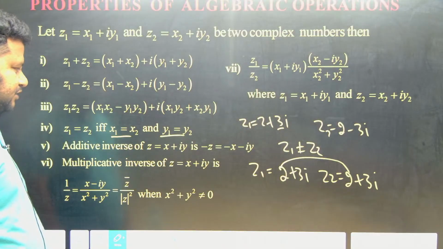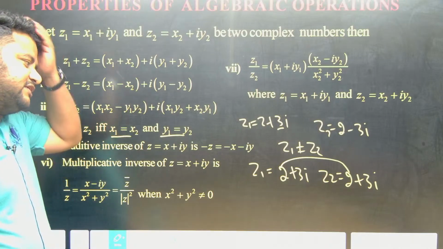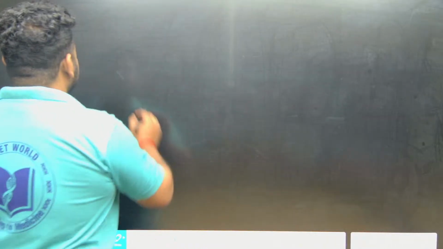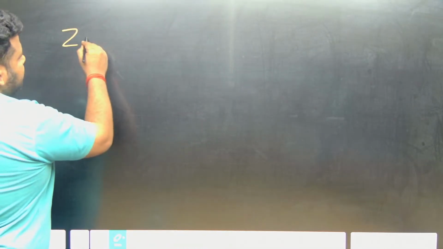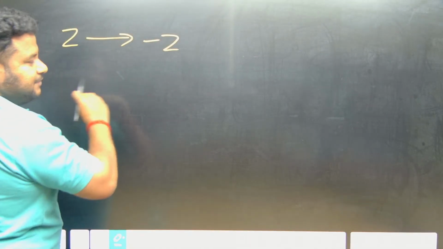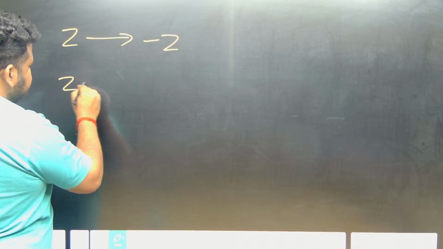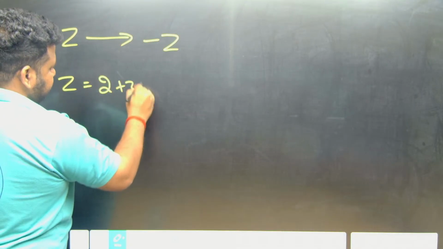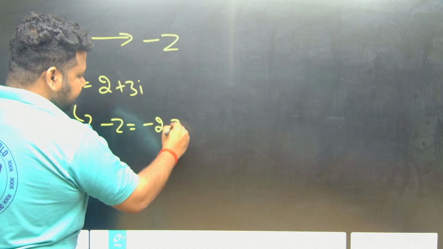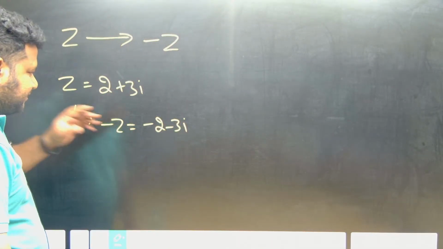Additive inverse of a complex number z is minus z. You have to just write minus z, just multiply with minus whatever the value is given. Suppose z is given as 2 plus 3i. If they ask for the additive inverse, you have to write minus z. That will become minus 2 minus 3i. Clear? This is about additive inverse.